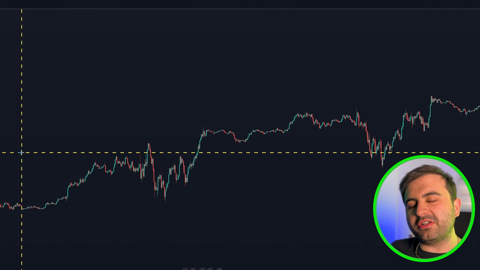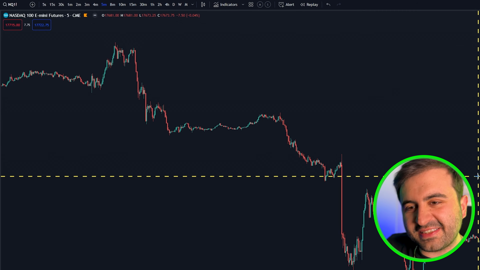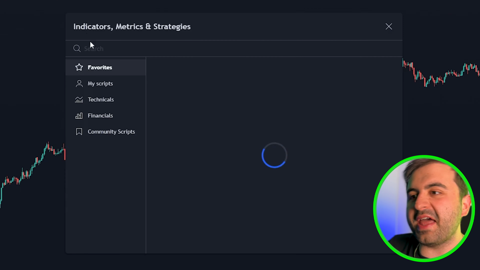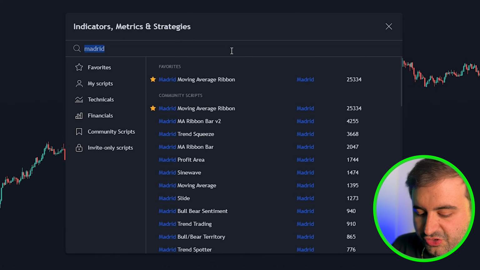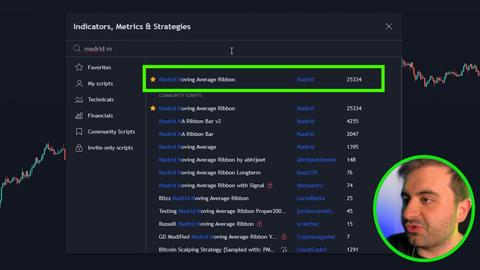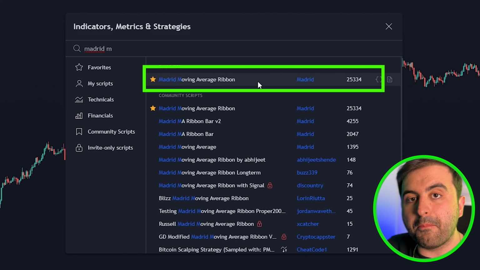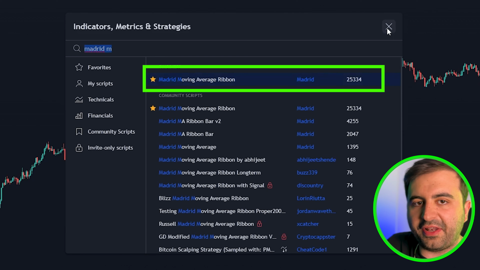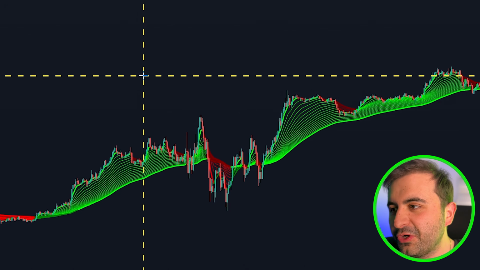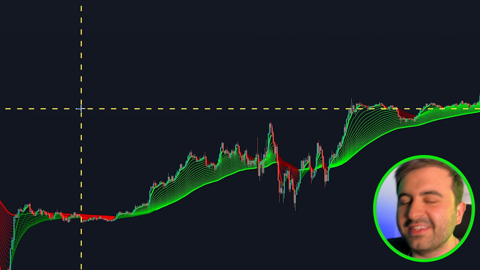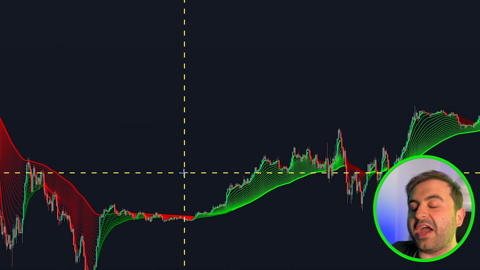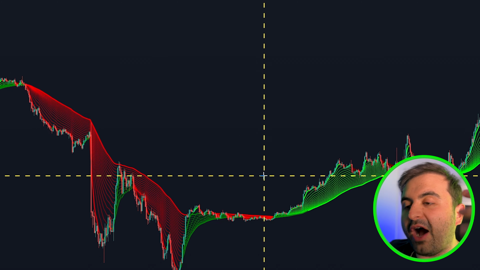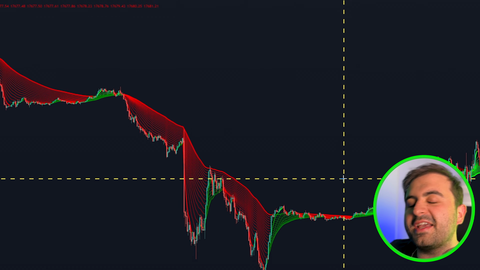If you are ready to learn something new today, let's head over to the indicators tab and add our first indicator, which is the Madrid Moving Average Ribbon. You will see the indicator from Madrid. Click that to add it to your chart. After you add the indicator, you will see a lot of lines in your chart, and I will explain everything to you, how it will be used and how to get the best out of it.